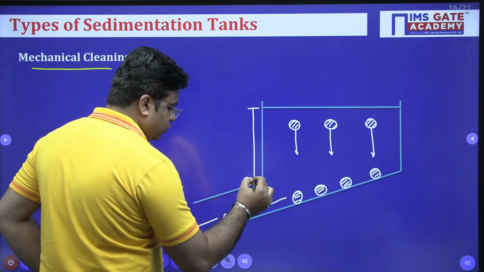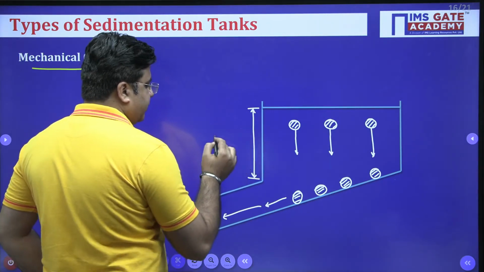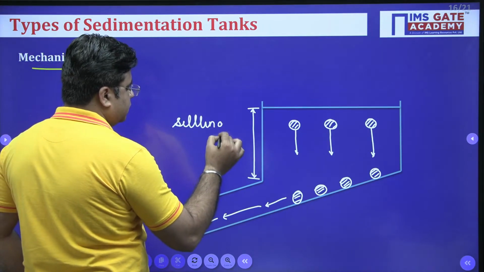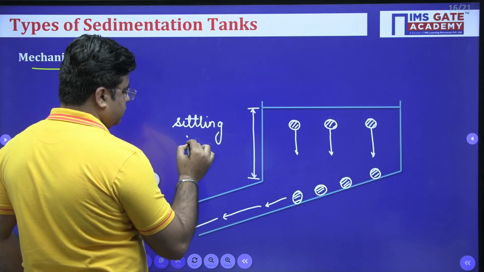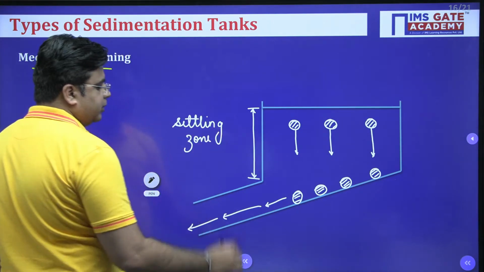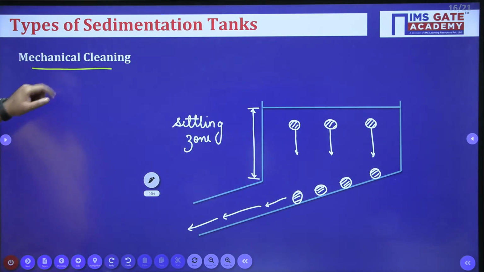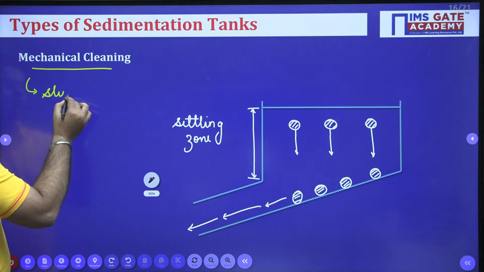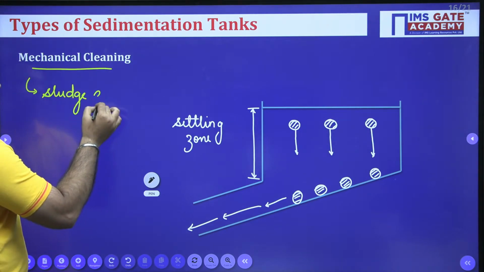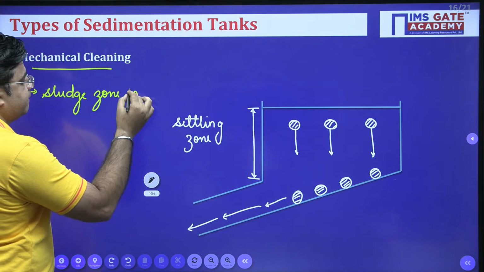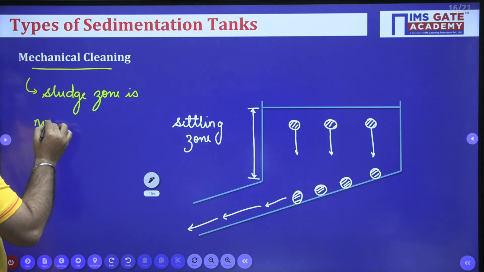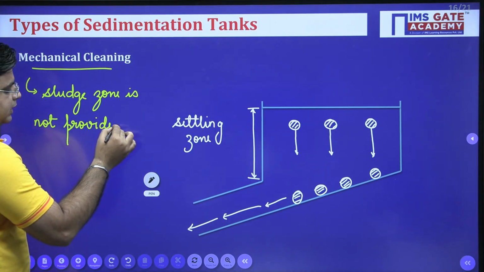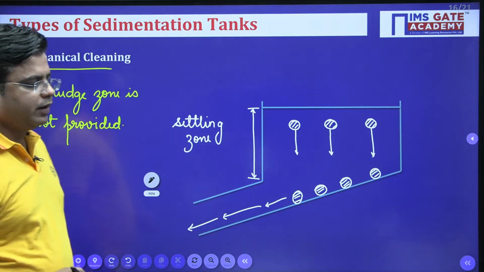This is my settling zone where settling of solids is happening. So whenever cleaning is done mechanically, a sludge zone is not provided, right?